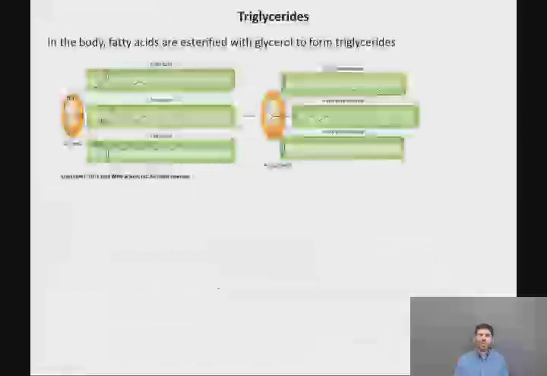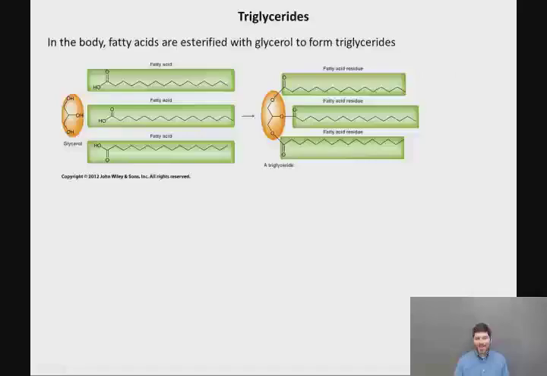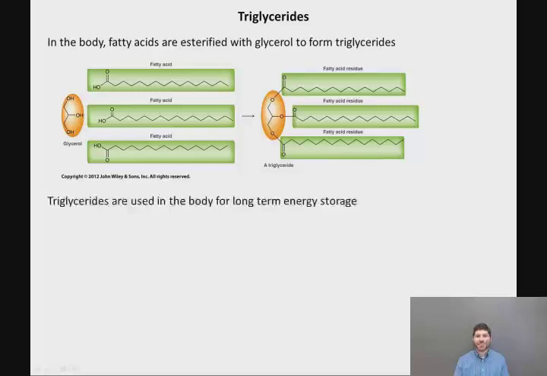Okay, so when 3 fatty acids are put together with a molecule of glycerol, glycerol is a 3-carbon alcohol with an OH on each carbon, the result is a triglyceride. So that is, as you can see, a triester of glycerol. So triglycerides are used in the human body for long-term energy storage.